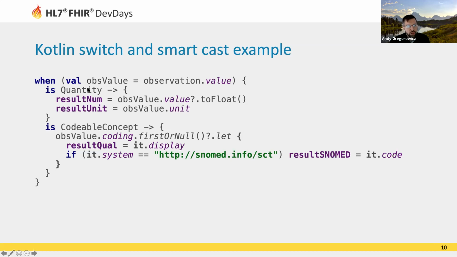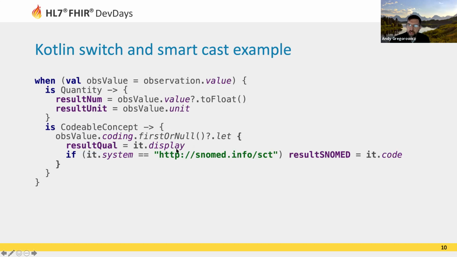And then you can see I can switch on the class. So I can say when this is a quantity, I want to do this. And you'll notice that I don't have to cast this into a quantity. Now it is treating that observation value as if it were a quantity class. And then the same down here with codable concept. Now I can see that this is a codable concept. I can go and look through the coding. There are some other Kotlin niceties going on here where basically I can grab the first coding out of there, and I'm doing some work here to see if it's a SNOMED code, and if it is, I grab the code to do some further processing.